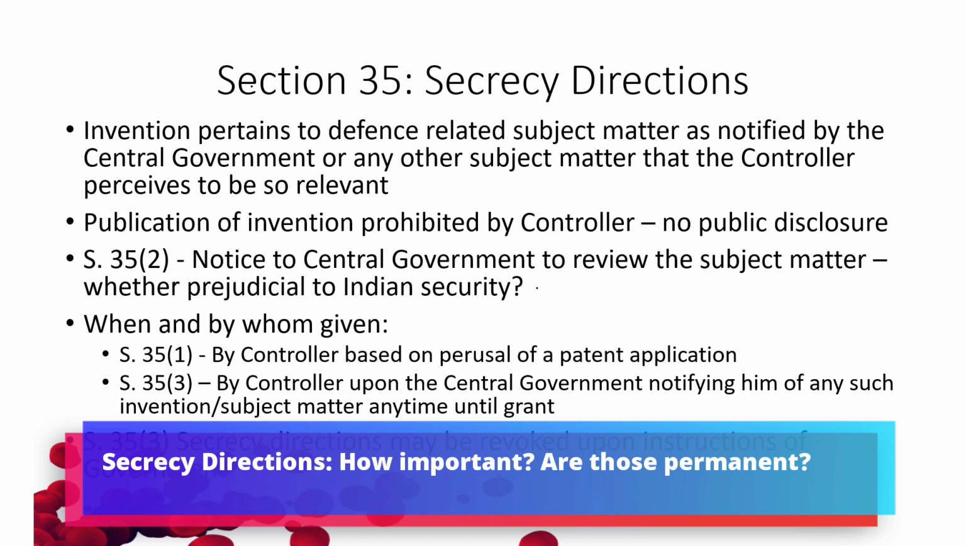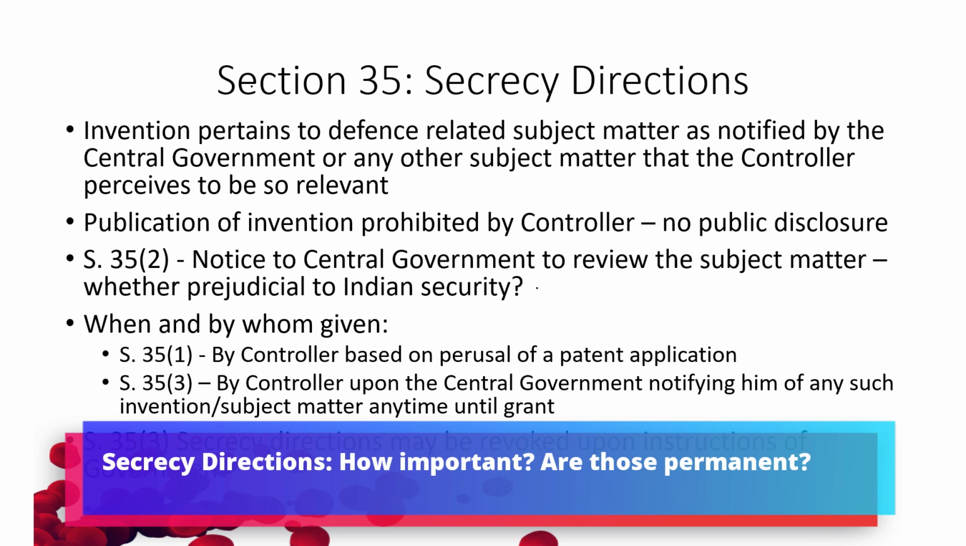So what happens after the controller gives the prohibition order? He forwards the patent application and the contents thereof to the central government so as to enable the central government to review the subject matter. In case the central government feels that the invention is not prejudicial to Indian security, then the central government may ask the controller to revoke the instructions that have been given for prohibition of publication.